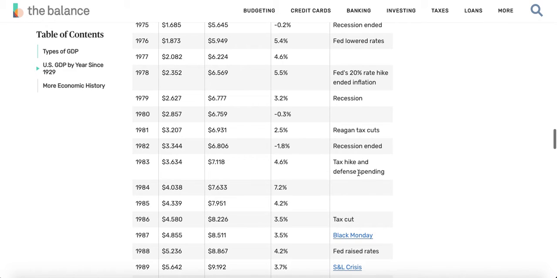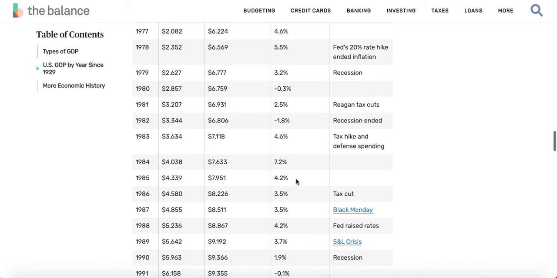Tax hike and defense spending. So they think the reason for this greater growth is because of a tax hike and defense spending. A tax hike for the poor and middle class, more like, not for the rich though. That wealth is being funneled up to the rich at this point. That process begins from the moment Reagan was elected. There were already forces in the background at play there.